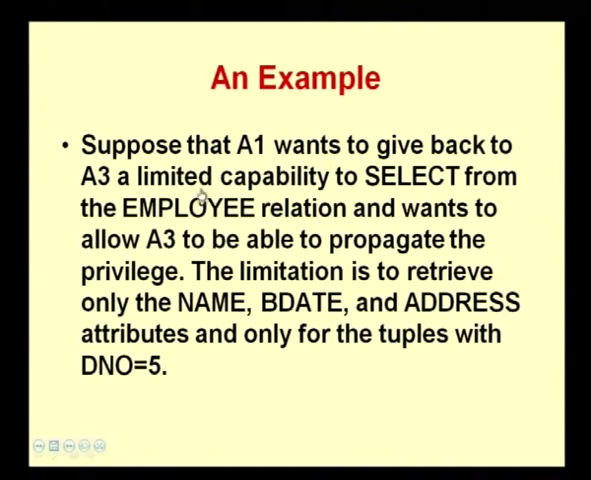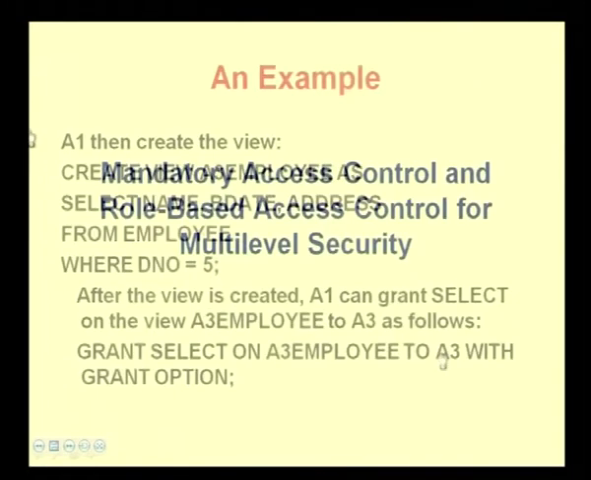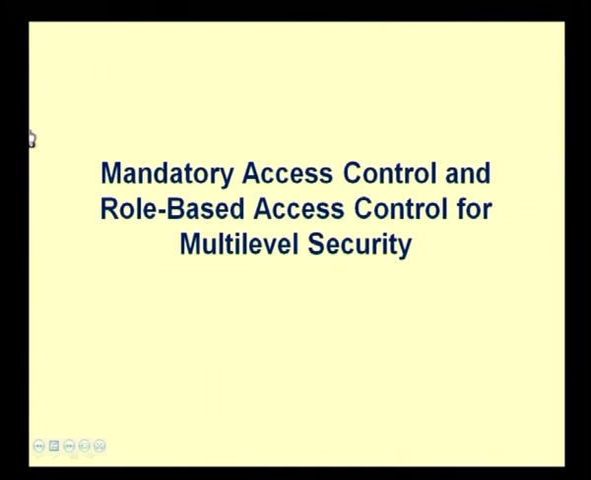So, suppose A1 wants to give back to A3 a limited capability to select from the employee relation and wants to allow A3 to be able to propagate the privilege. The limitation is to retrieve only the name, birth date and address attributes and only for the tuples with department number equal to 5. A1 will then create the view. So, here is the view creation: create view A3 employee as select name, birth date, address from employee where department number is 5. After this view is created, A1 can grant select on the view A3 employee to A3 as follows: grant select on A3 employee to A3 with grant option. So, that is about discretionary access control.